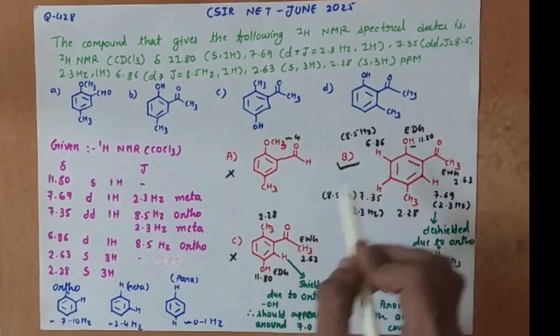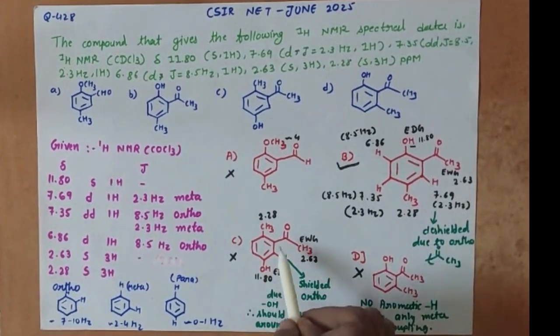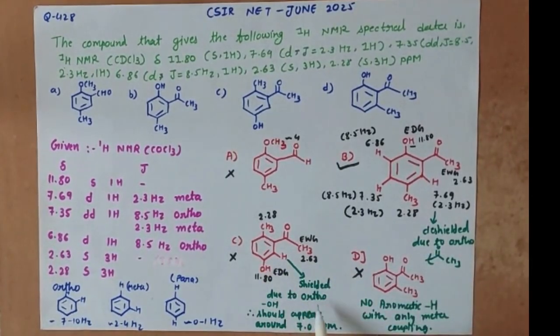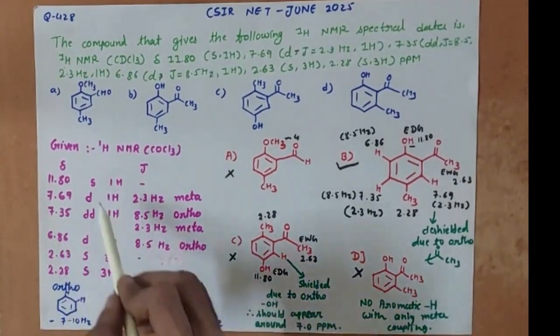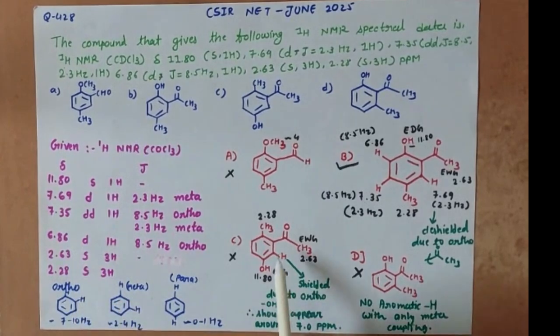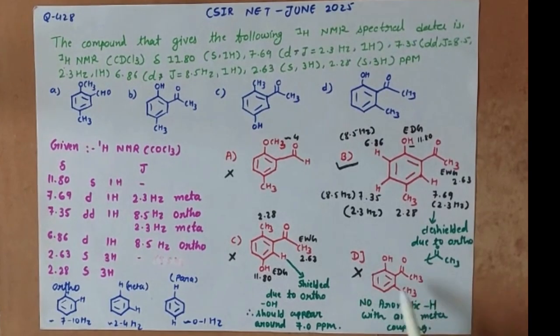In option C, this hydrogen is shielded ortho, therefore its value would be high, but we do not get a high value for the ortho hydrogen. In option D, there is no aromatic hydrogen with only meta coupling, therefore option D is also eliminated.